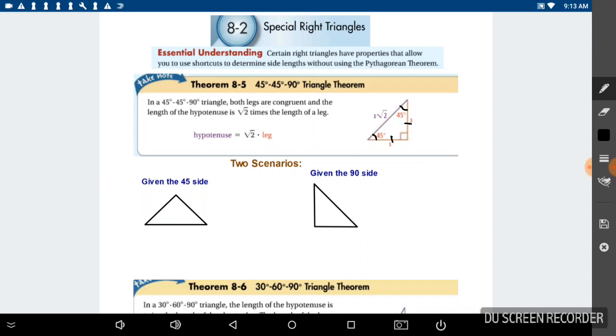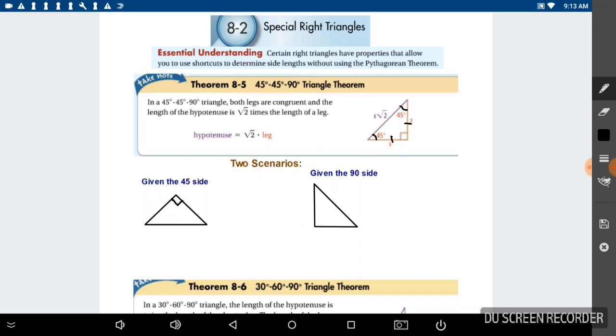Now, I kind of deviate from the book when I deliver this lesson. You obviously have the examples in the book that you can refer to, but I'm going to go with a couple of scenarios to help condense this information and make it easier for you to understand. The first scenario in the 45-45-90 is when you're given a 45 side.